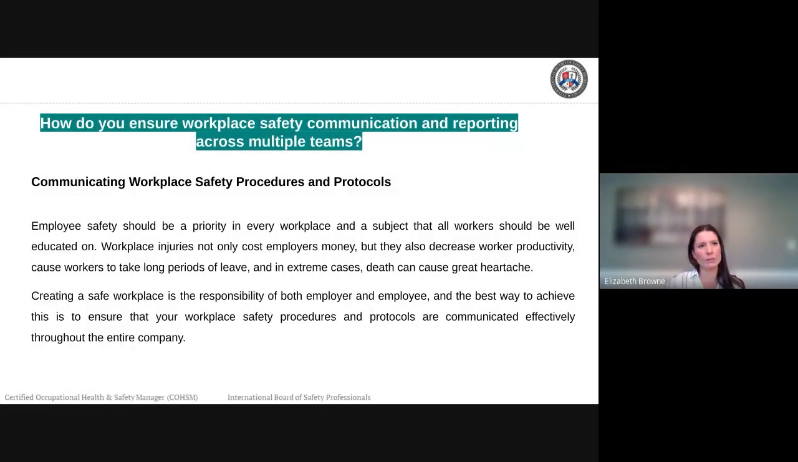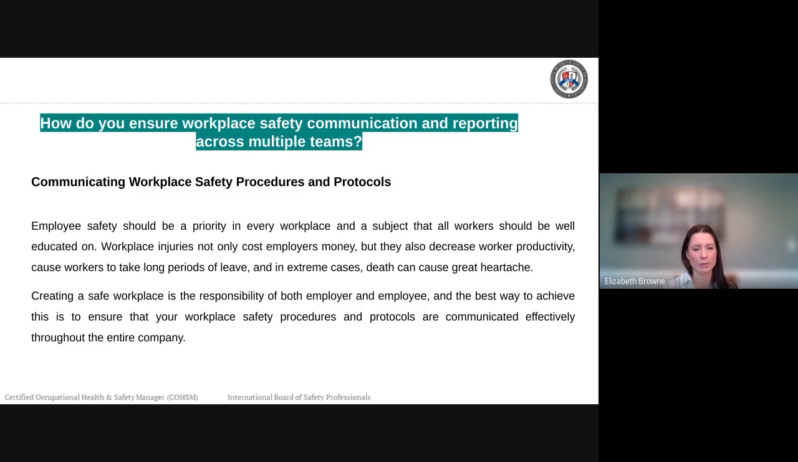All right, so we've talked about being an occupational health and safety manager working with a multinational company, working with contractors and employees that we have hired through a staffing agency. So how do we manage communication, especially about these really important safety topics across multiple teams?